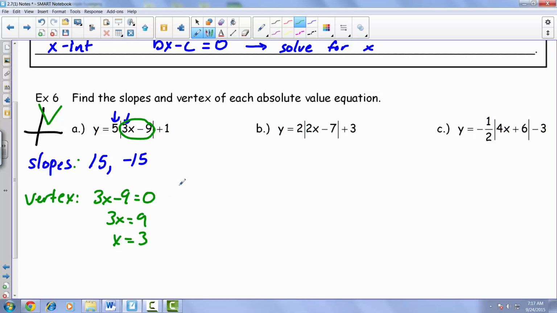Our y value is much simpler to find. It's just like before. We literally just take this as it is. So our vertex comes out to be 3, 1. And so that would be our slope and vertex for A. Looking at B, again, we just multiply these two numbers, this a and this b, together to get the slopes. So that slope is going to come out to be 4 and negative 4.